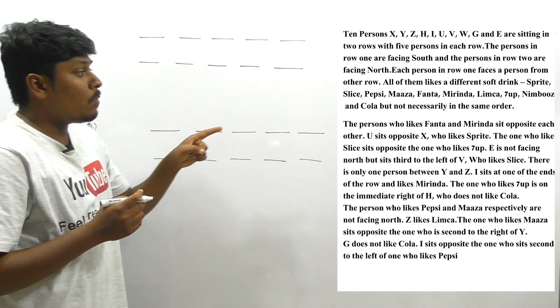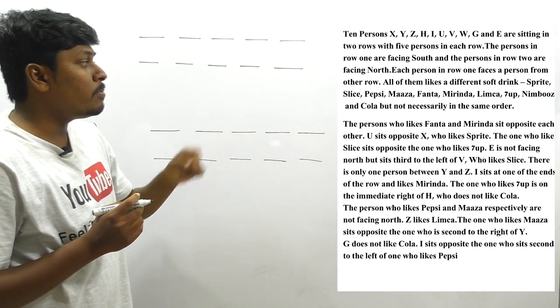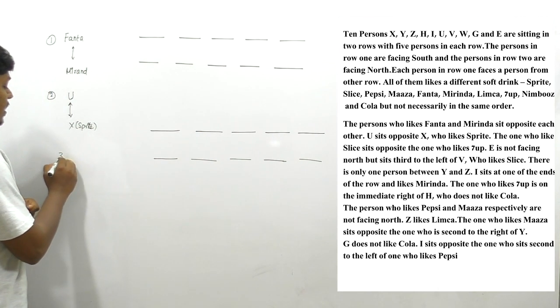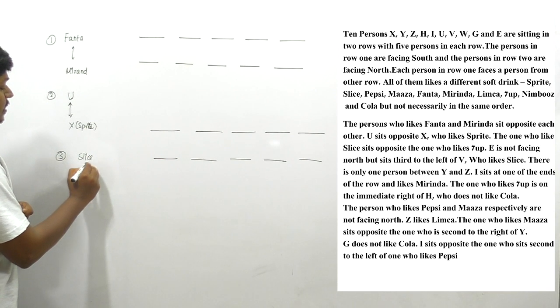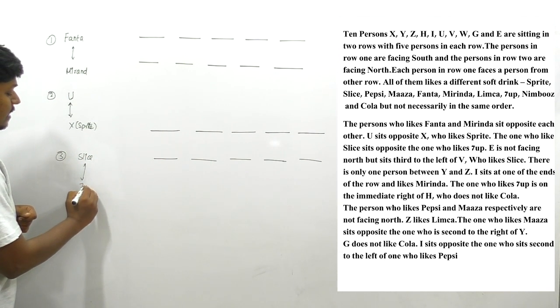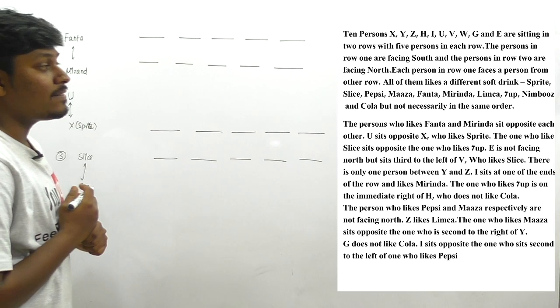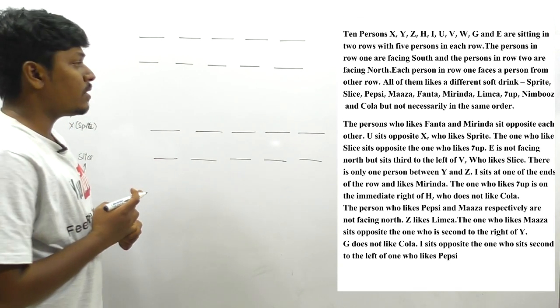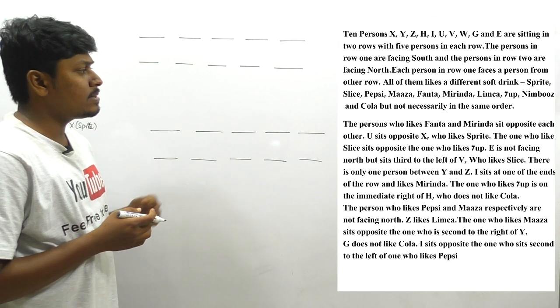Okay. The one who likes Slice sits opposite to the one who likes 7-Up. So the third point they have given is that Slice is opposite the person who likes 7-Up, right? Still, we can't substitute any data in the question, friends, right? So let me move on to the next point.